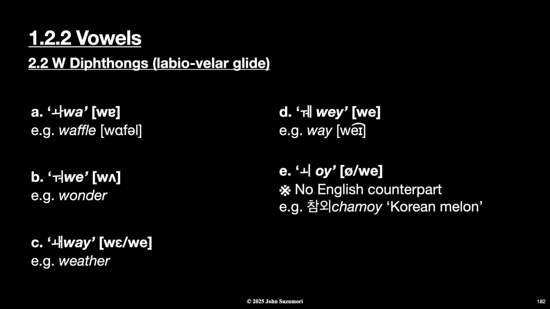Moreover, there is no exact English counterpart for the diphthong we. You can find this diphthong in a Korean word such as chamue, meaning Korean melon. However, along with the positive diphthong we, this diphthong's pronunciation is generally replaced by that of the negative diphthong we. The diphthong we can be heard in the English word weekend.